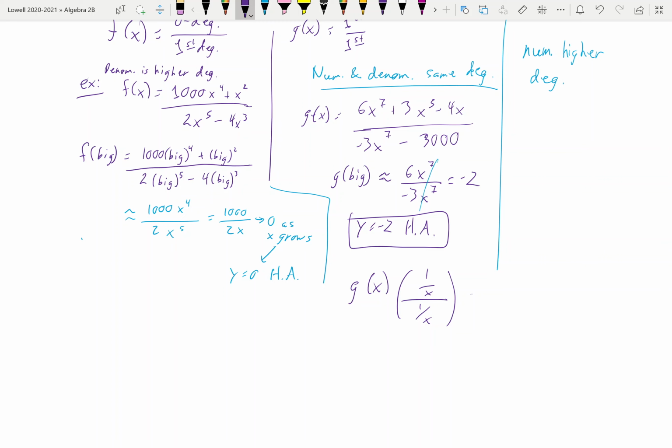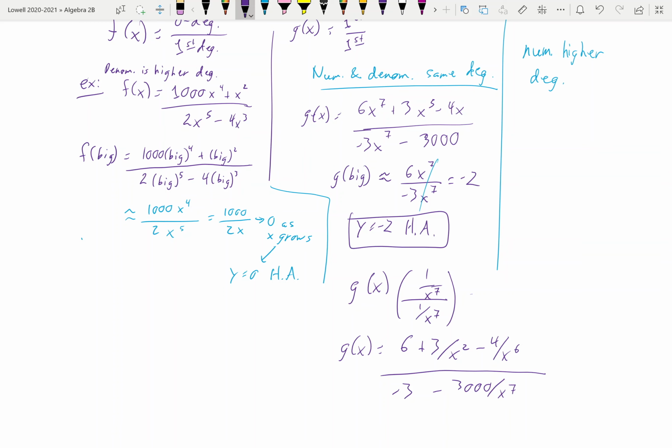If I do this, then g of x is actually equal to this. Sorry, not just x, x to the 7th. So I'm dividing top and bottom by x to the 7th. What's the point of that? Well, when I do that, I'll get 6x to the 7th divided by x to the 7th, which just gets rid of it, plus 3 over x squared minus 4 over x to the 6th, divided by negative 3 minus 3,000 over x to the 7th.